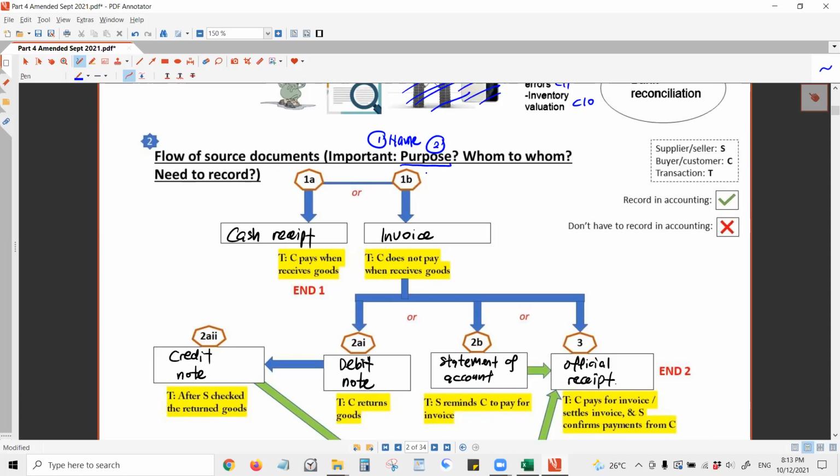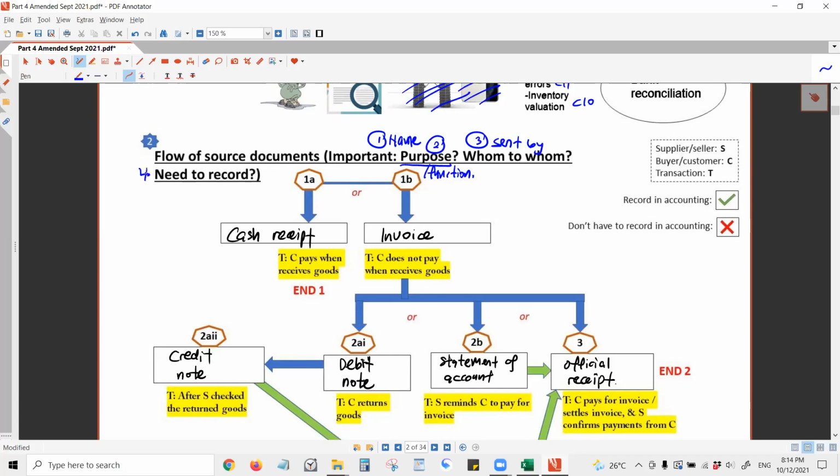Okay, every document's purpose, you must know what they are, or you call it the function. Number 3, you have to know for every document, they are sent by whom to whom. Whether the document is sent by customers or supplier, or the other way around, from supplier to customer. Okay, remember the name, know the purpose, know who sends each document to whom.